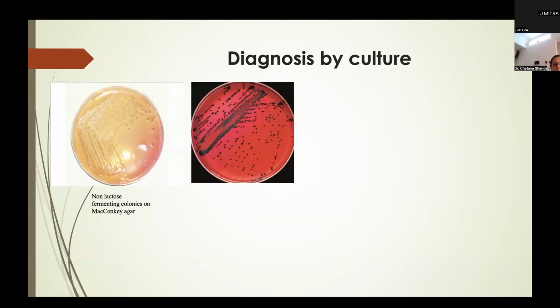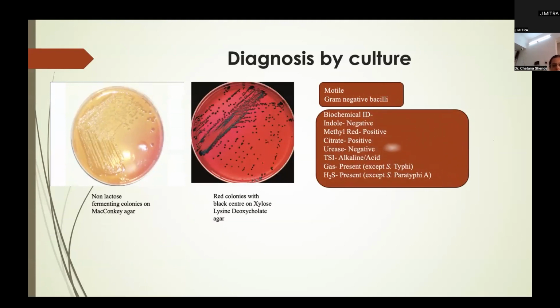So Salmonella produce non-lactose fermenting colonies on the MacConkey agar. On highly selective media like Xylose Lysine Deoxycholate agar, they produce red colored colonies with a black center due to the production of hydrogen sulfide. These are motile gram-negative bacilli.